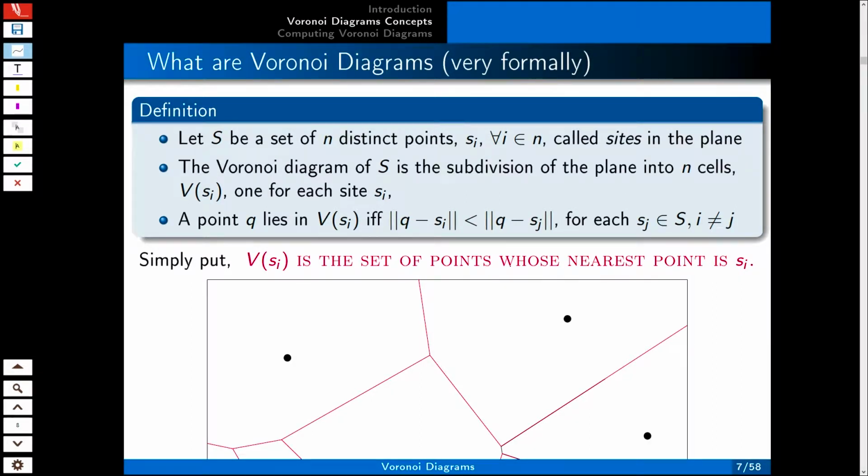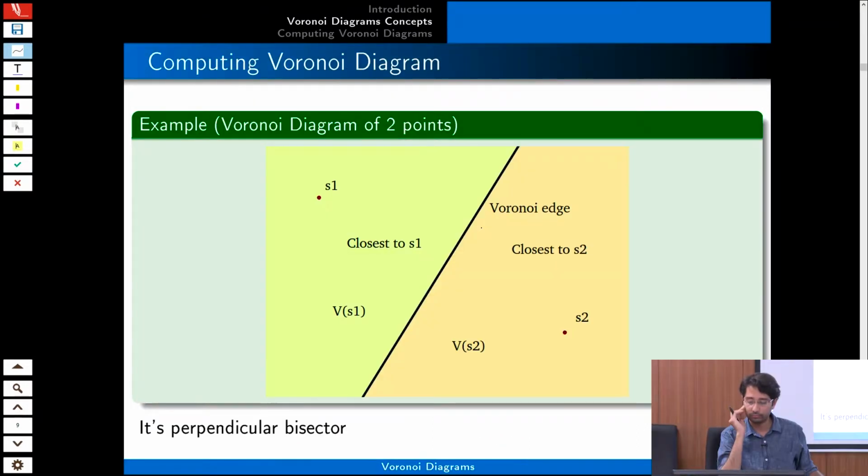So this is the formal definition of the Voronoi diagram. Let S be a set of site points, and we would like to create a set of cells, each of which contains the set of points Q such that the distance from Q to Si is less than the distance from Q to Sj for any other Sj. So, our objective is to create an algorithm which finds the Voronoi diagram.